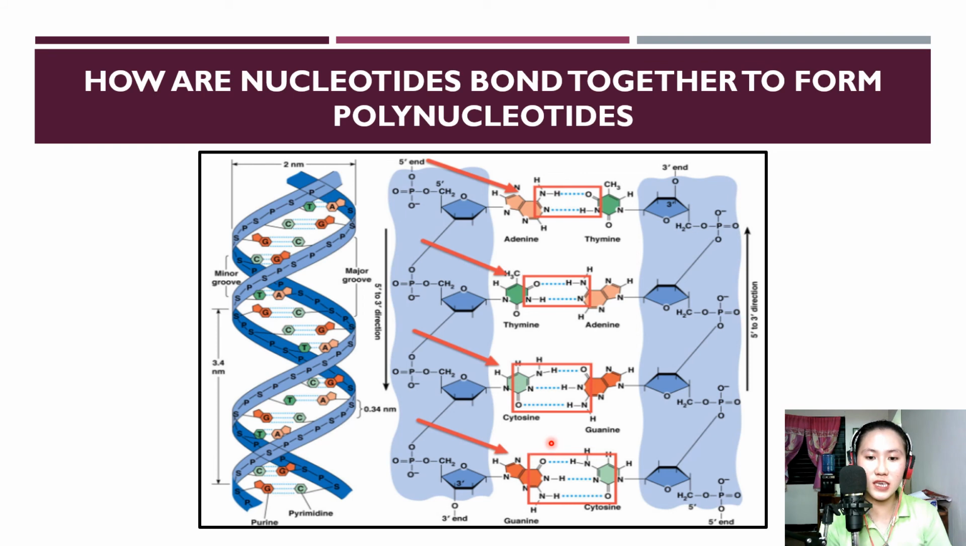So as you can see here, we also have the hydrogen of cytosine bonded to the oxygen of guanine. And the nitrogen of cytosine is bonded to the hydrogen of guanine. So as in this nitrogenous base, there is hydrogen bonding that takes place in the nucleotides to form polynucleotides.